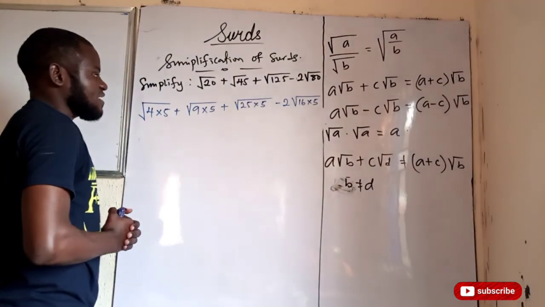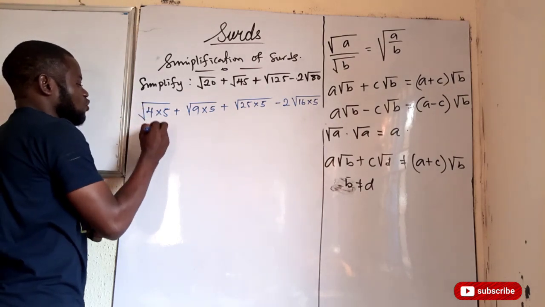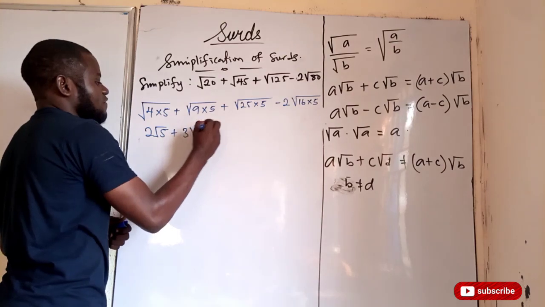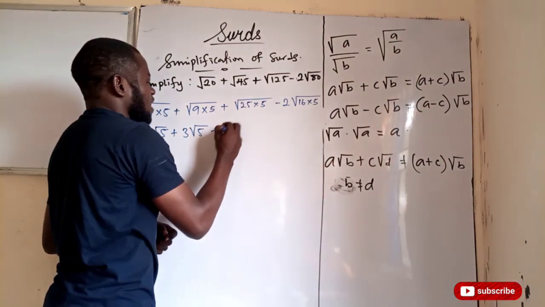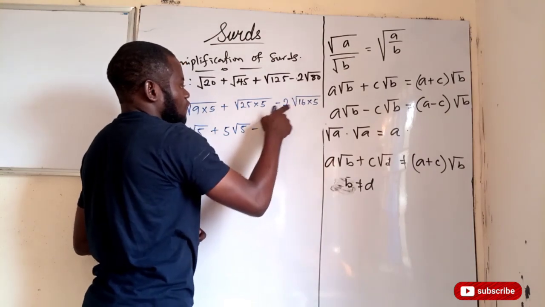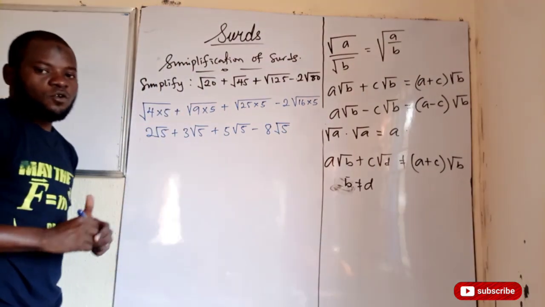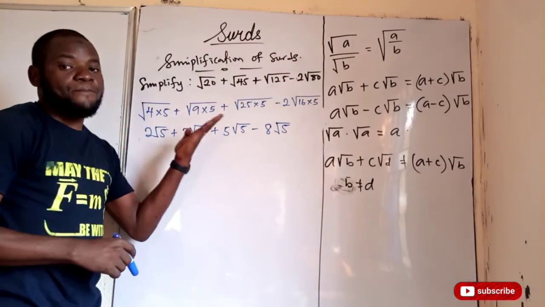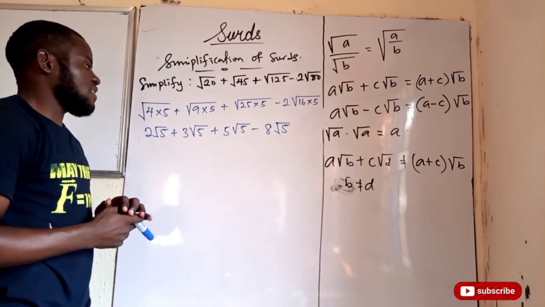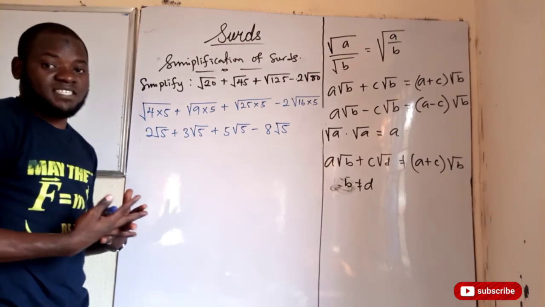If that should be the case, I can continue by saying this one is the same thing as 2 root 5, plus this one is 3 root 5, plus this is going to be 5 root 5, minus what? This is going to be 4, 4 times 2, that's 8 root 5. So they are now in their basic form. Now that they are in their basic form, the next thing to consider is the similarity between them. Are they all similar?